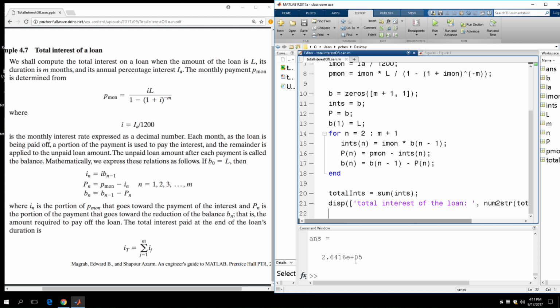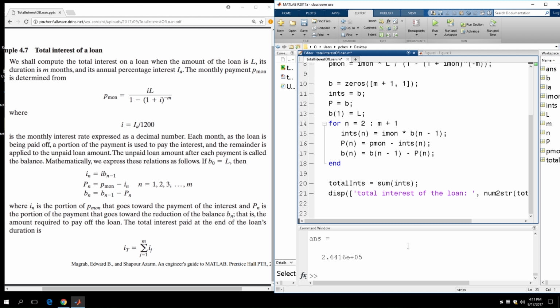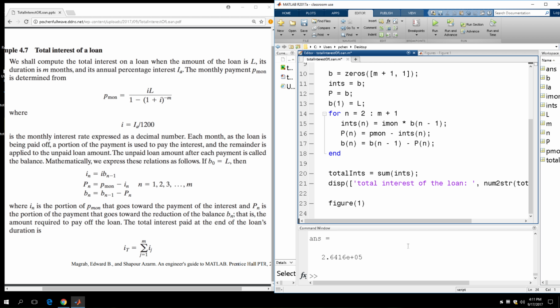So now we have experimented with both the pie chart and also the bar chart. Let's try to build it into our script, right? So we're gonna create a first figure, Figure 1, right? And then we're just gonna repeat the pie command, pie of total ints, right?